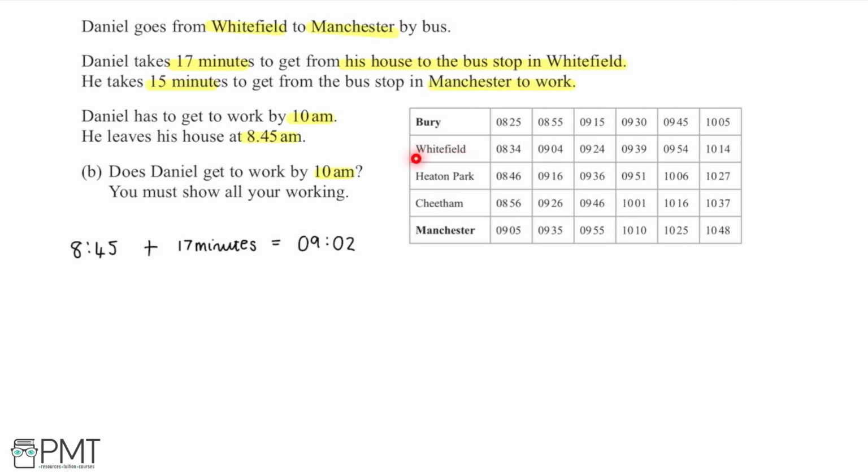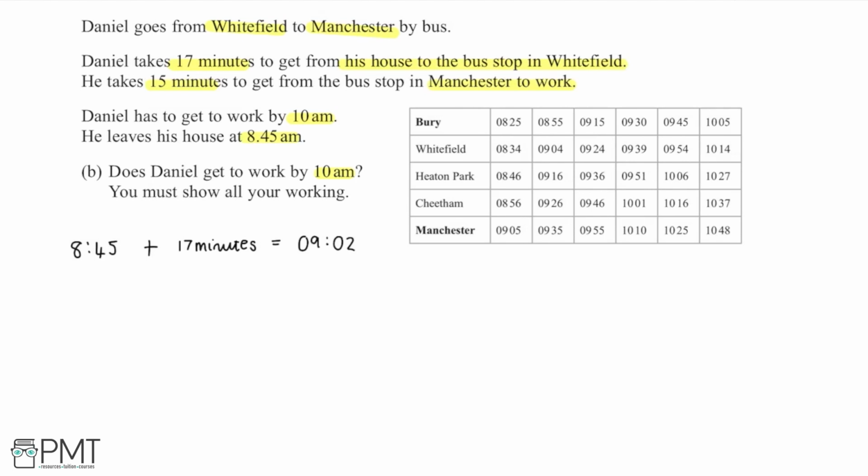So if I look in the Whitefield row, 8:34 has already gone, so he won't be able to make that bus. And here we have the 9:04 bus, which is 2 minutes after 9:02, so he will be able to get on this bus. And this is the next earliest bus to Manchester. So all of the other buses are later, and then they will arrive later in Manchester. So this bus is going to be the one that he needs to catch.